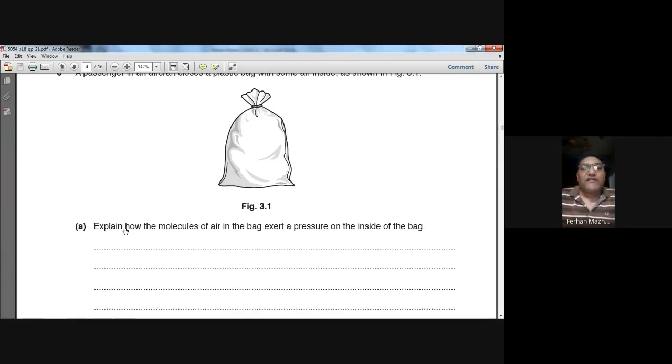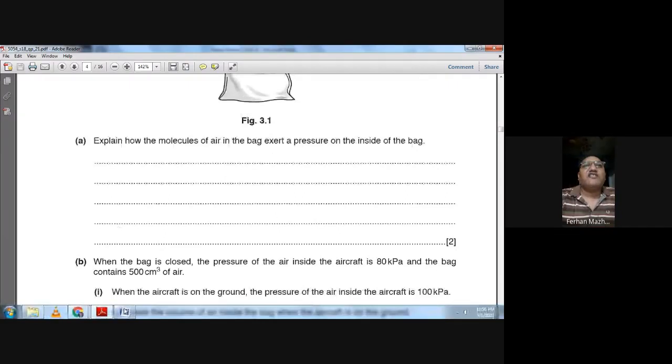And when they collide with the walls of the bag, they exert force on the walls of the bag, and that force per unit area creates the pressure of the gas inside the bag. So it's a 2-mark question. Let me show you my written work also.